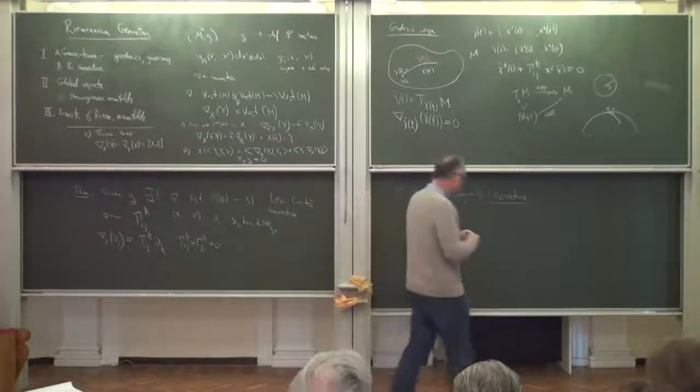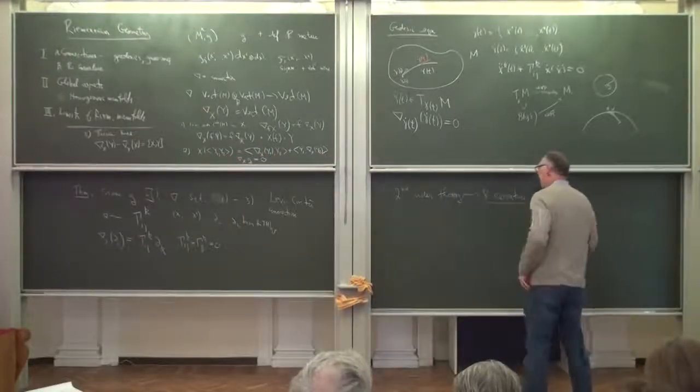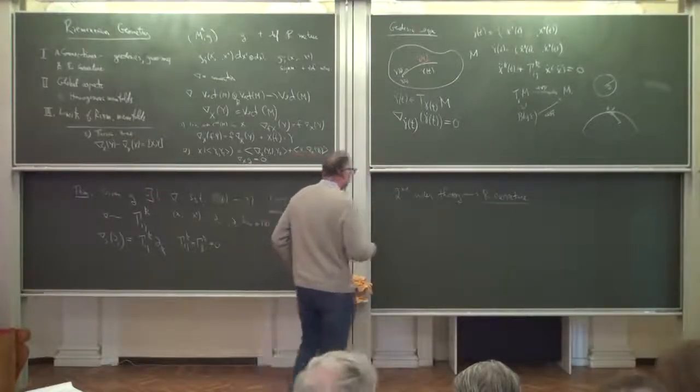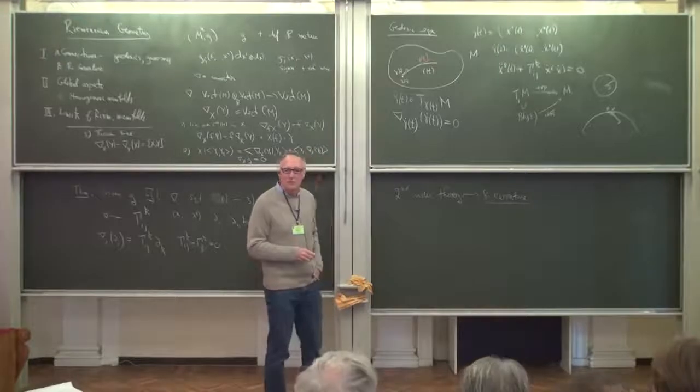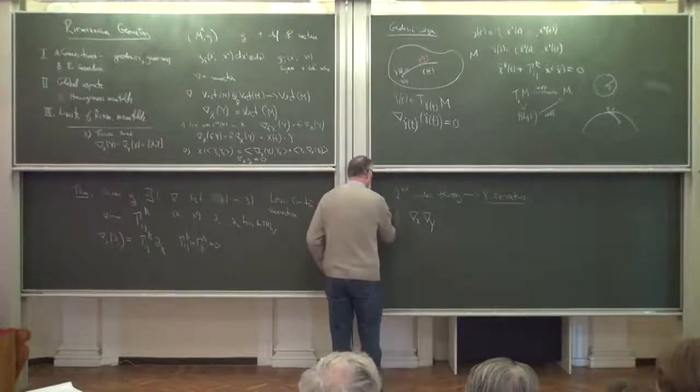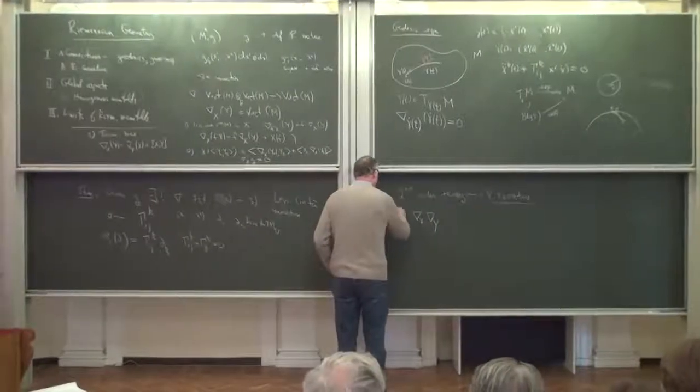Okay. All right, so curvature. Curvature has to do with the fact that in this context, second derivatives don't commute. All right, so in fact, the curvature, I'm going to define it as a function of two vector fields.